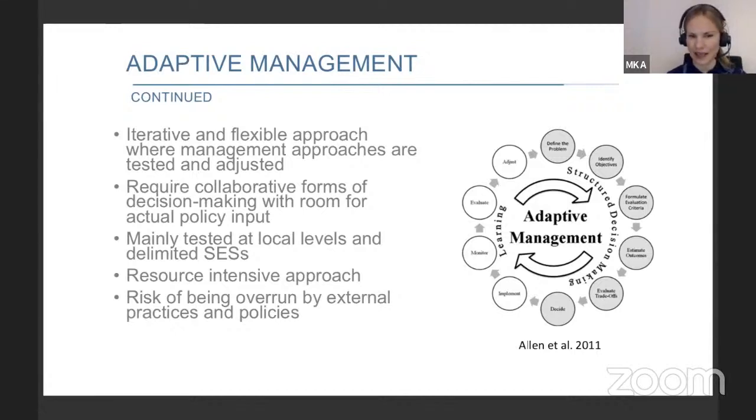But it can also be scaled up and used as an approach in governing resources, for example, by having this iterative approach, by constantly revising management goals and evaluating their effect. And also by including different stakeholders in setting the objectives and goals for management outcomes. But it's a quite resource intensive approach. And it's also at risk of being overrun by external practices and policies.